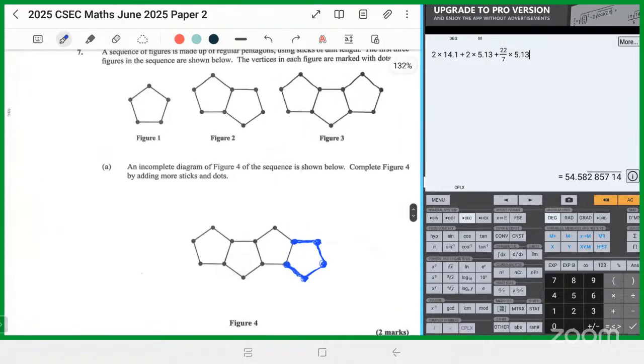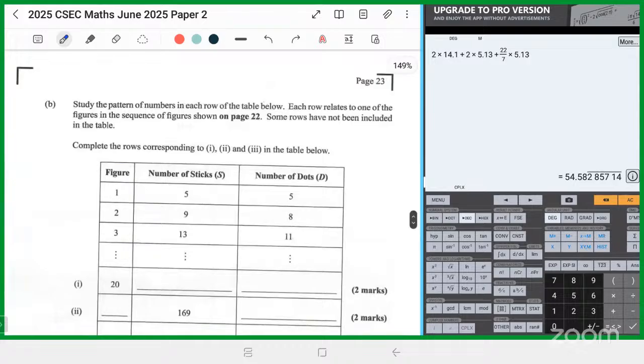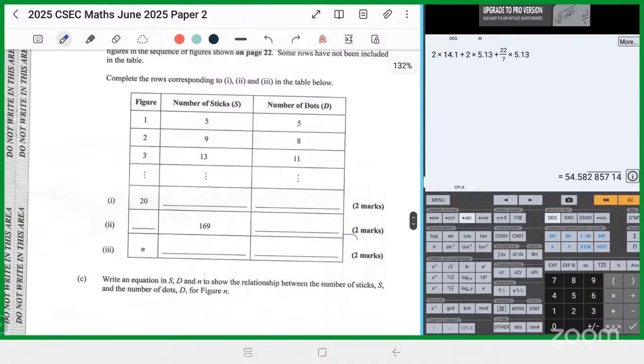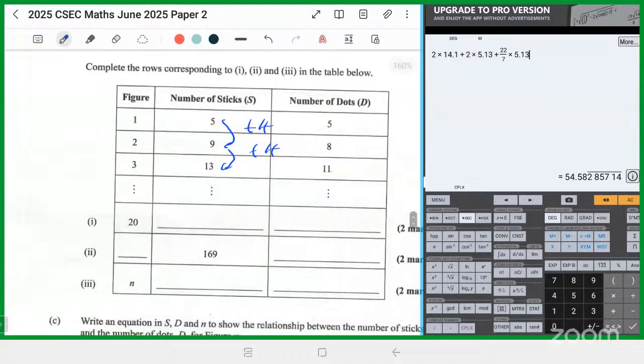Next part says, study the pattern of numbers. Each row relates to one figure in a sequence. Some rows have not been included. Complete rows 1, 2, and 3. Always fill out the formula first when you can. So look at the pattern. These values go up by 4, plus 4, plus 4, so 4n starts the formula.